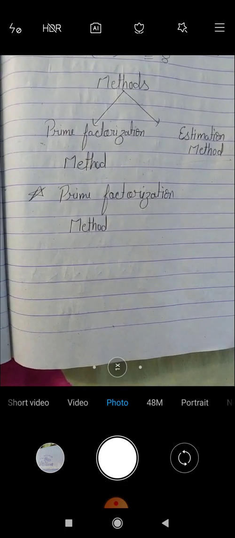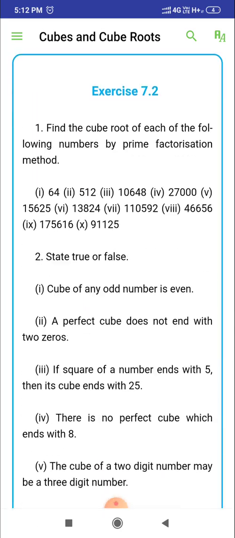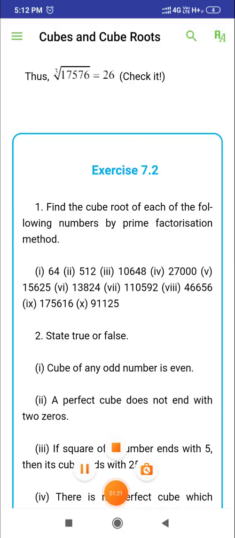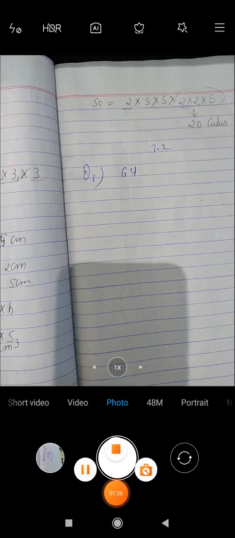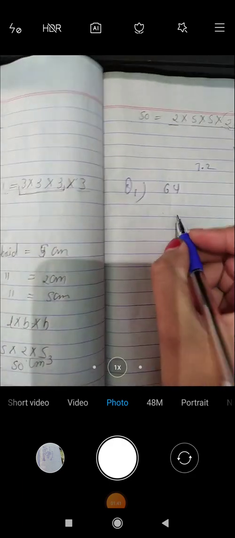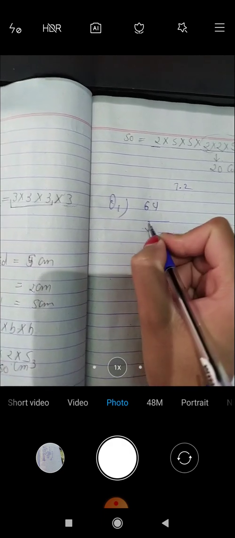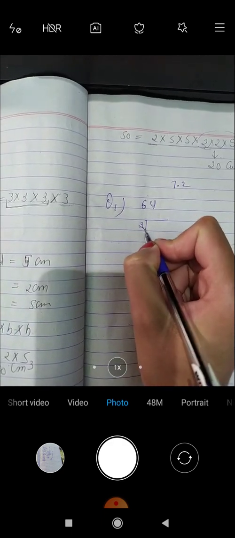Question number 1 of exercise 7.2 is: find the cube root of each of the following numbers by the prime factorization method, and the first number is 64. In this question we have to find the cube root of 64. First we write the cube root of 64 in symbolic form.